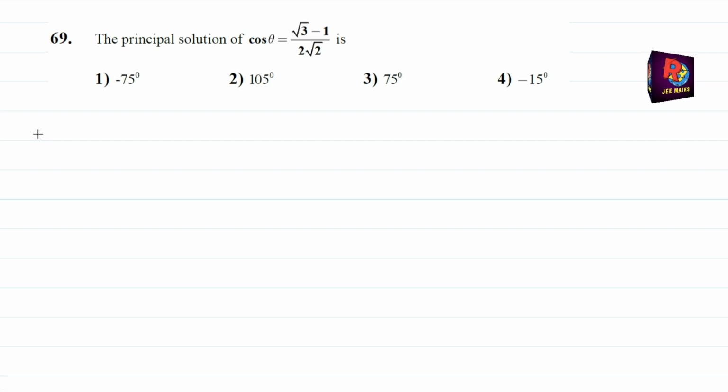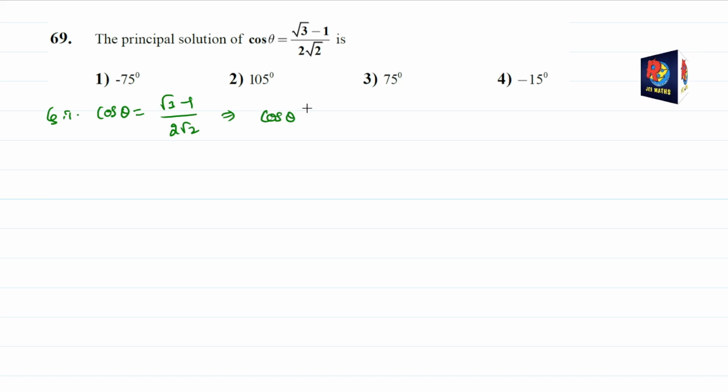69th one. Here also we need to find out the principal solution of this one. Here we can observe that cos theta is given as root 3 minus 1 by 2 root 2. In these questions, you can observe that the given value root 3 minus 1 by 2 root 2 is nothing but cos 75.